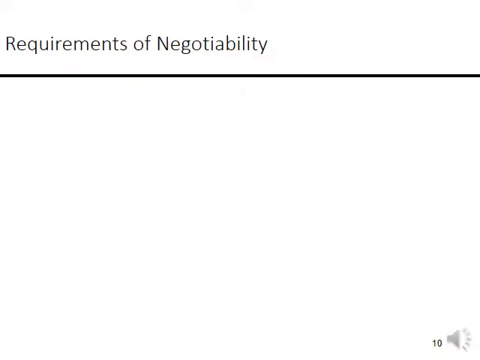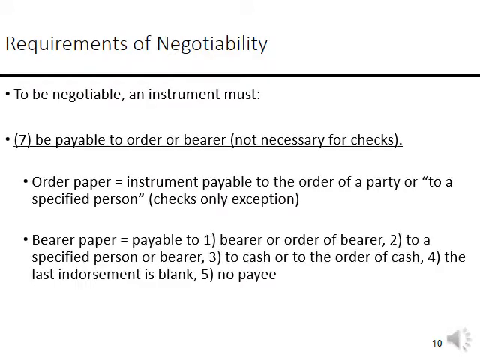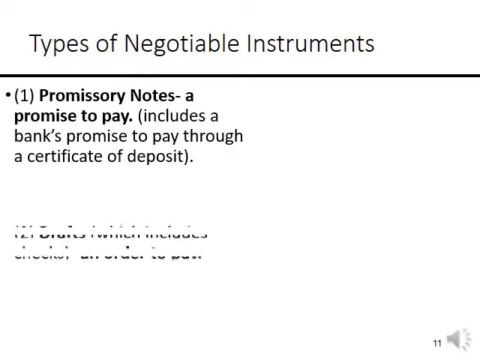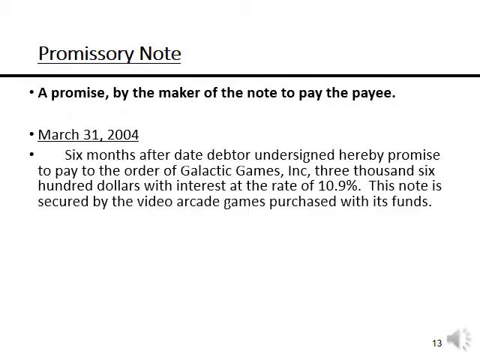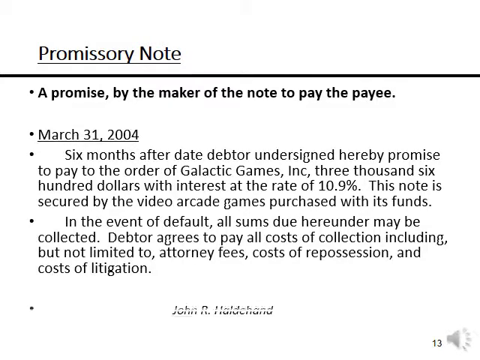Parties again, and I'm going to go back to that a little bit on the slides. Let's go back to the parties that you actually have. It's a written promise that a maker makes to pay a sum certain amount of money to a payee. You have the maker and the payee, and this is an example of a promissory note here.